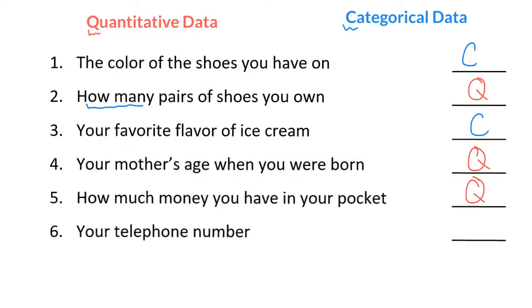The last one's a trick question. So your telephone number, while it is a number, it's not a measurement. All right, so this one is not a measurement. So you would never say that this one is quantitative because you can't add or subtract a telephone number from another telephone number. So we don't actually use it for numerical values. It's just an indicator of what to do to get a hold of you.